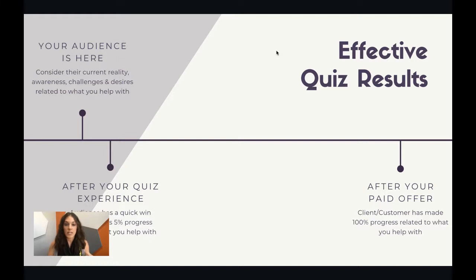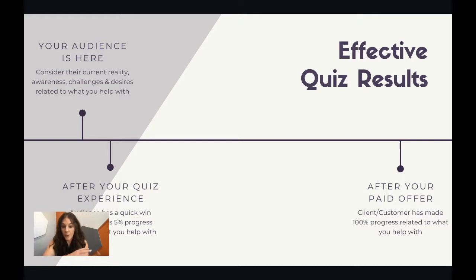Once a client or customer has fully experienced whatever it is you offer, if they've had the best case scenario experience, we're going to consider that them having made 100% progress, experienced 100% transformation, or gotten 100% of the solution. Picture that in your head, and now think of where they are right now. Maybe they haven't heard of what it is you offer. Maybe they're just starting to realize the problems that they're having in relation to your expertise. So where your audience is right now, start to think about what their current reality is like: their level of awareness about the problem you've solved, their level of awareness about their own problems, as well as their challenges and desires that relate to what you help with.